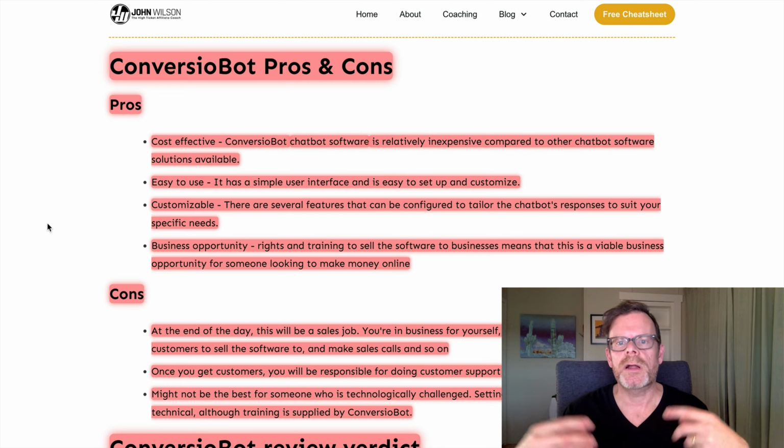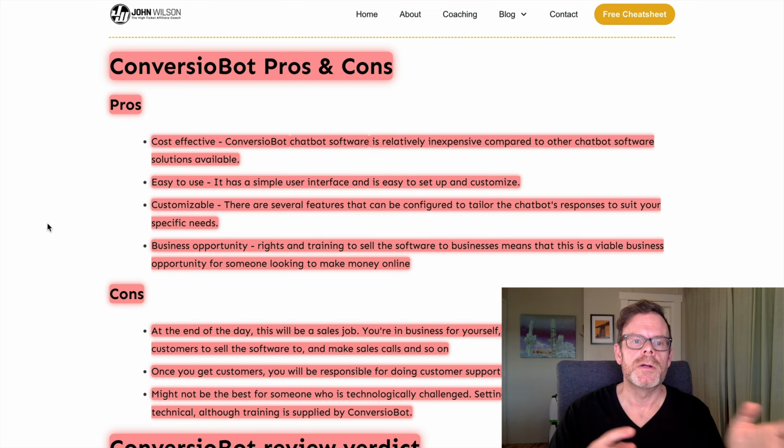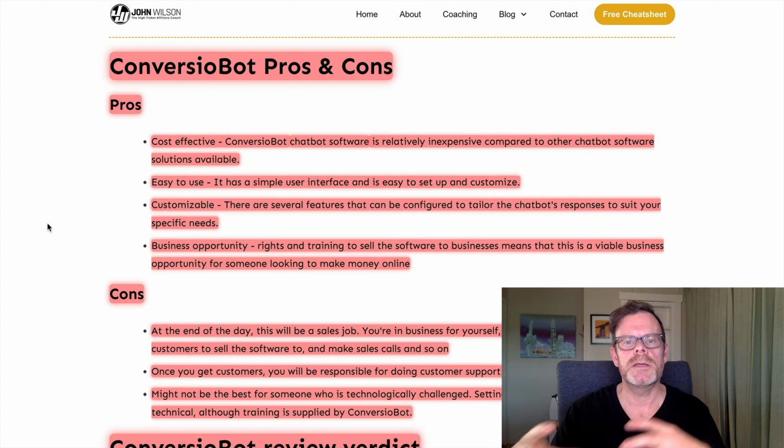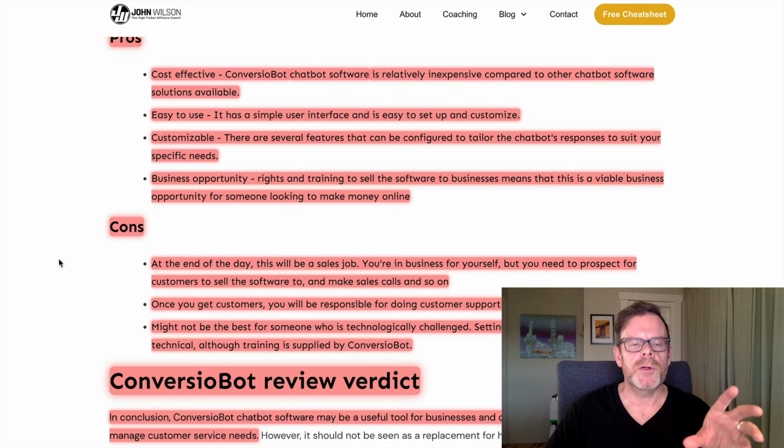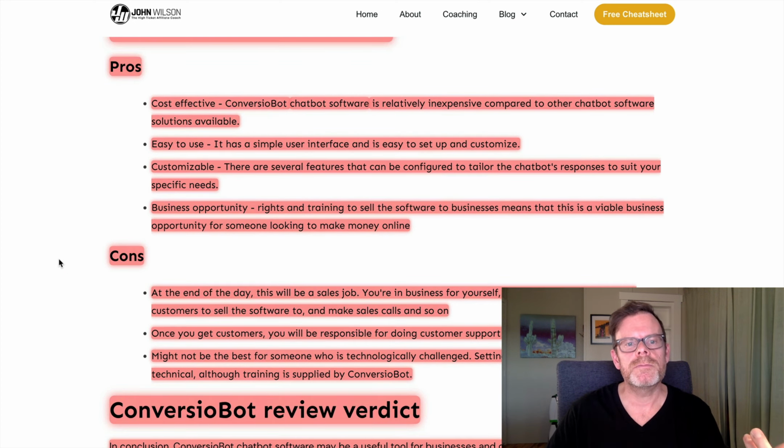So in terms of ConversioBot pros and cons, on the plus side, it's pretty cost effective. The chatbot software is relatively inexpensive compared to other chatbot software solutions available. It's easy to use, has a pretty simple user interface, and can be pretty easy to set up and customize for your customers. And the business opportunity, rights and training to sell the software to businesses mean that this is a viable business opportunity for someone looking to make some money online.